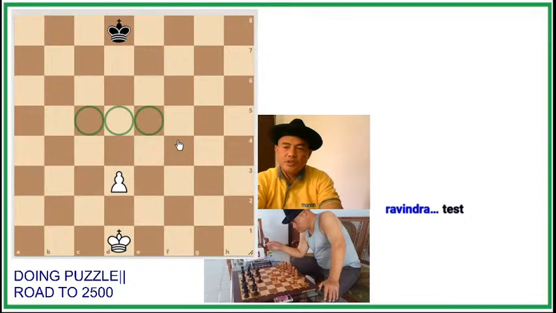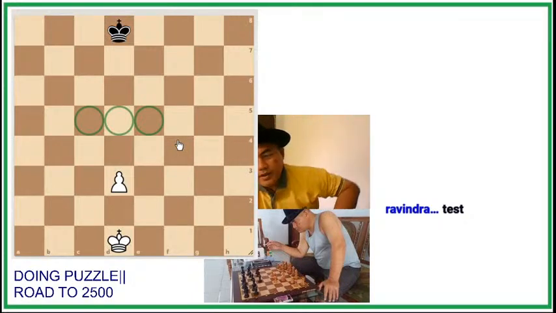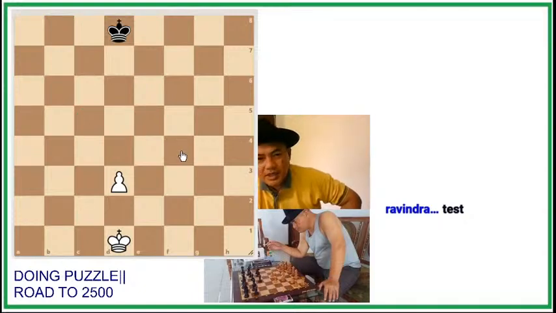Maybe the opposition has much relation with the key square. So maybe you will hear that beside the key square in this endgame, you will hear much about the opposition.